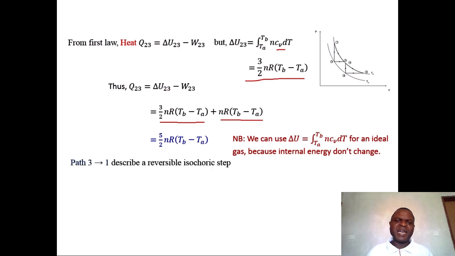So finally, let's go to part 3 to 1. Here, from 3 to 1, you can see that the volume is not changing. So the work done from 3 to 1 is equal to minus the integral of P dV, where dV is constant. Since dV is constant, dV is equal to 0. So the work done from 3 to 1 is equal to 0.